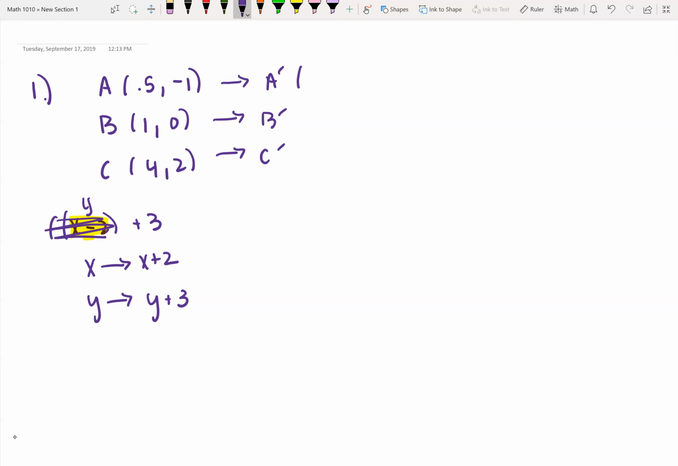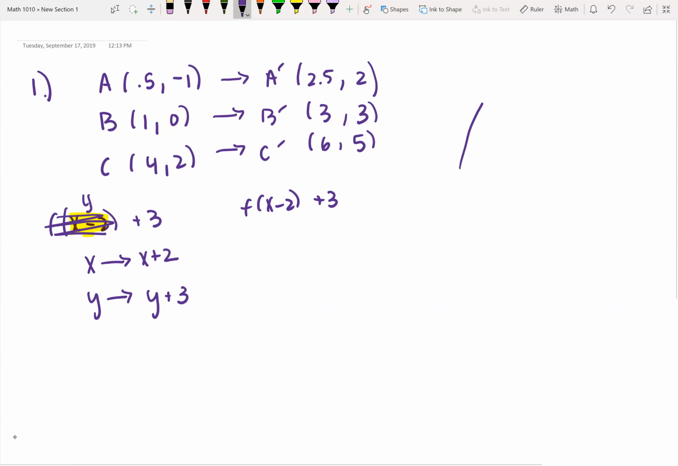Okay, take the x's and add 2, so that'd be 2.5, 3, and 6. Add 3 to the y's and you get 2 and 3 and 5. And if you look at that equation, f of x minus 2 plus 3, there are no reflections, so the graph is going to still take on that same shape.